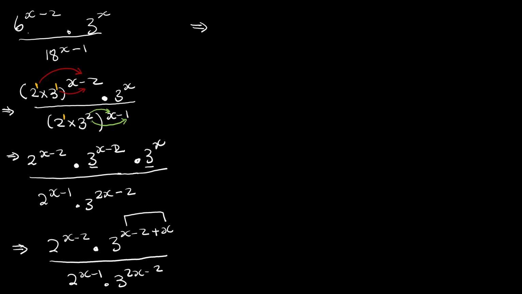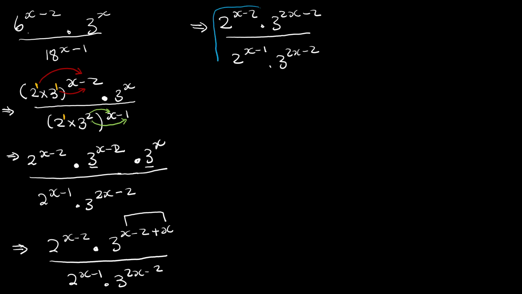x plus x is just 2x, so this will give me 2 to the power x minus 2 multiplied by 3 to the power 2x minus 2. So now on the denominator we still have 2 to the power x minus 1 times 3 to the power 2x minus 2. So let's work on this. The bases are the same. We are dividing the same base. So I'm just going to start by working on this part here, and then we'll do the other part. Okay, let's work on that.